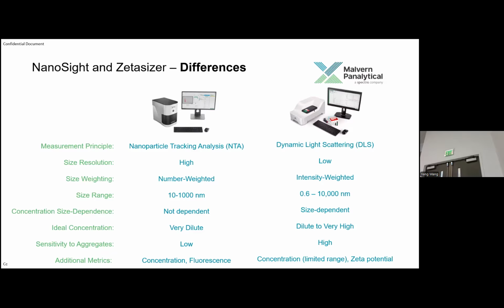We measure nanoparticle tracking analysis. You can work with some more concentrated samples. Samples could look a little bit more opaque when we're going to use the Zetasizer one. Low sensitivity to aggregates because it's a number-based distribution. There's a higher sensitivity to aggregates with the Zetasizer because it's an intensity-based distribution. And then, as I mentioned, you have concentration, size, and fluorescence for the NanoSight, and then you have size, zeta potential, and you can do concentration with one iteration of our Zetasizer for a limited range.